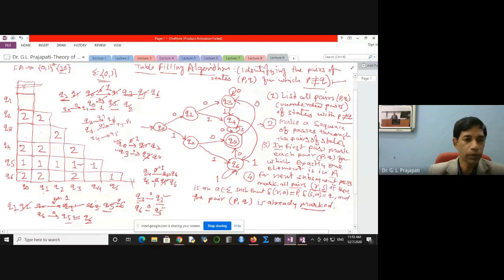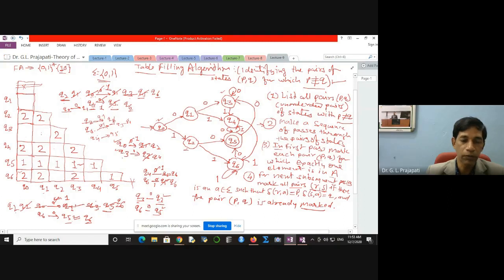Similarly, you will find that Q0 and Q3 cannot be marked. This is because from Q0 getting 0, you go to Q1, and from Q3 getting 0, you come again to Q3. So Q1, Q3, and you have seen that Q1 and Q3 is not marked. For the case of 1, you go to Q2, and from Q3 getting 1, Q4. Q2, Q4 is also not marked. So we are not going to mark Q0 and Q3 also.